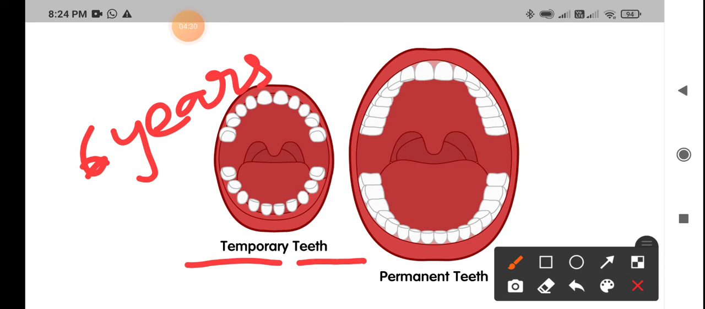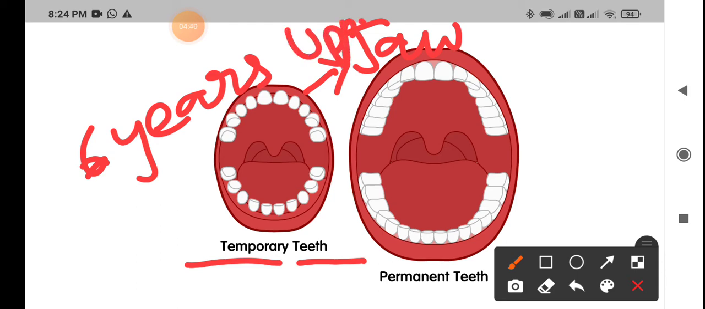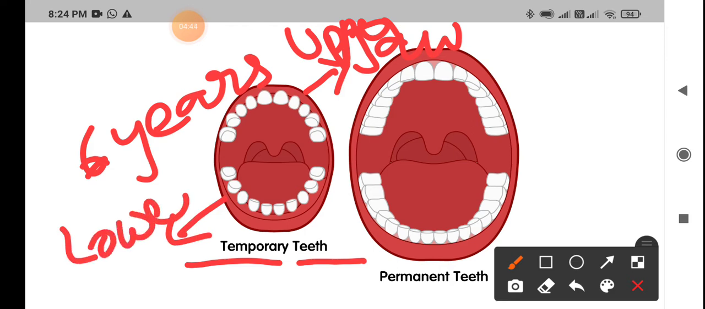Two jaws are present in our mouth. So this is called the upper jaw, and the one down here is the lower jaw. So this is the lower jaw and this is the upper jaw. The set of teeth present in the upper jaw and in the lower jaw will be the same. The number also will be the same.